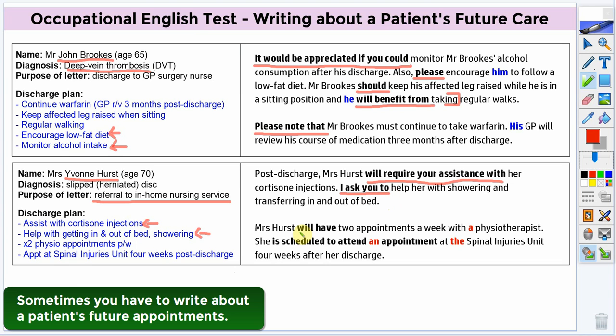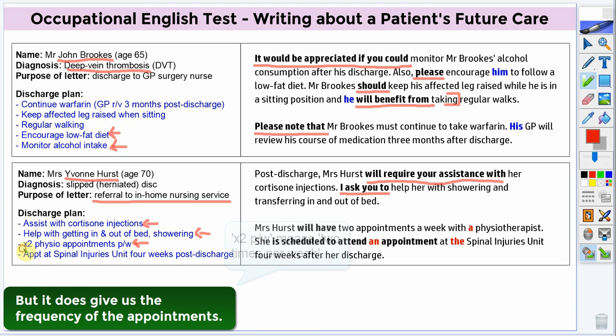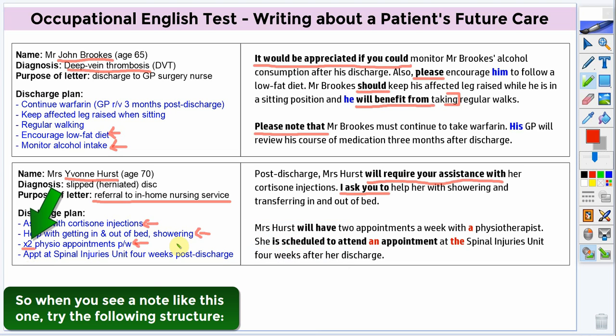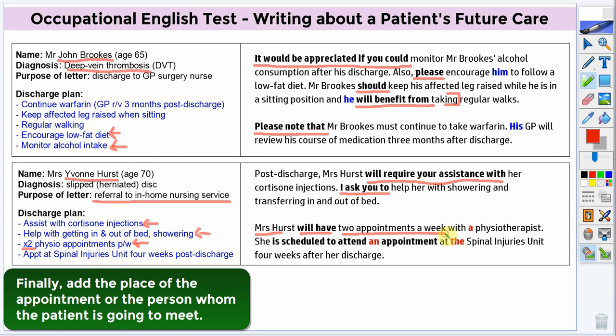Sometimes you have to write about a patient's future appointments. This note doesn't give us any dates for the patient's physiotherapy appointments, but it does give us the frequency of the appointments. So when you see a note like this one, try the following structure. Name of patient, plus will have, plus frequency of appointments. Finally, add the place of the appointment or the person whom the patient is going to meet, in this case a physiotherapist.